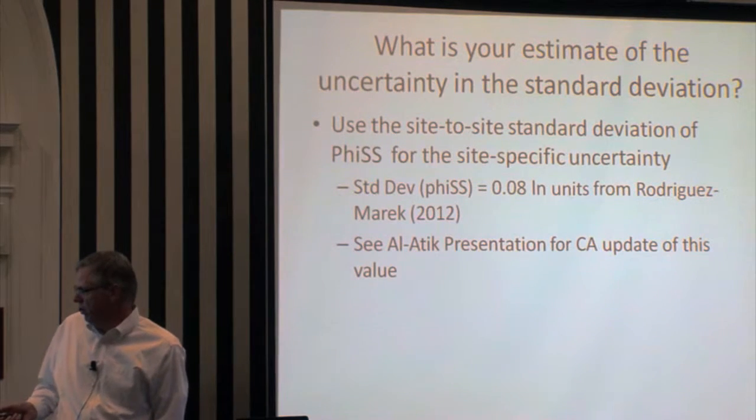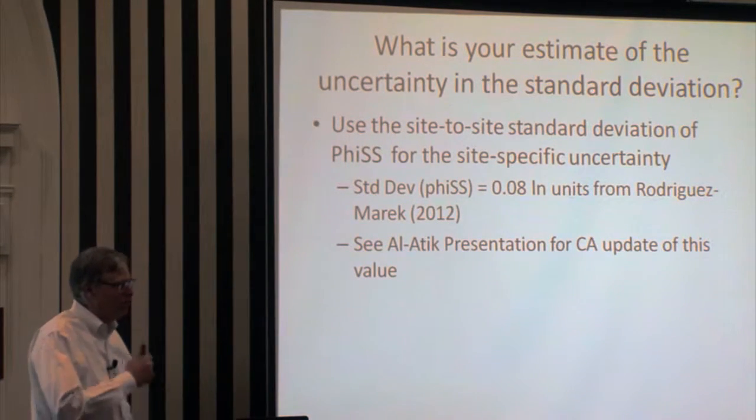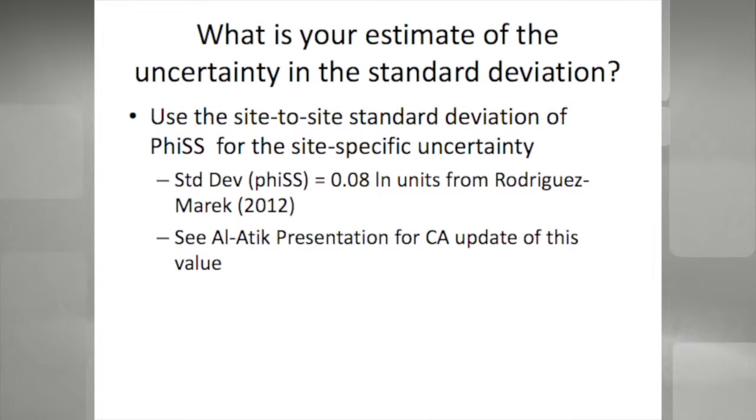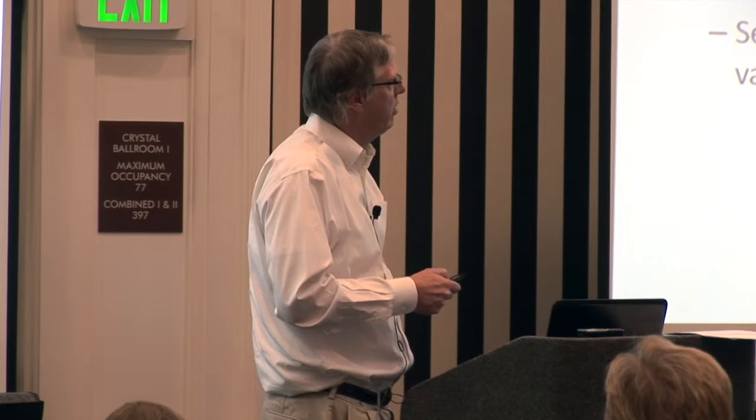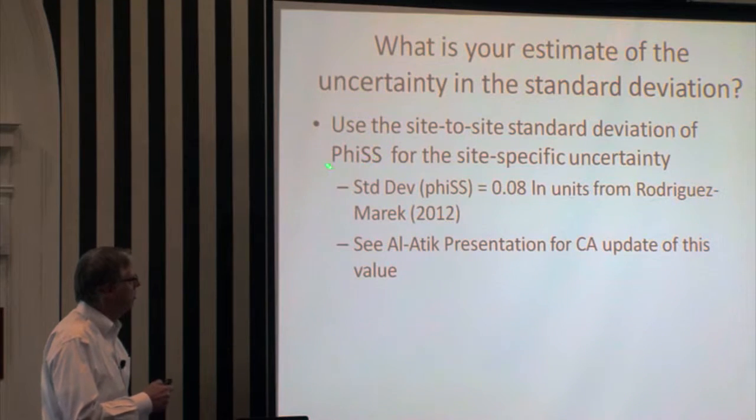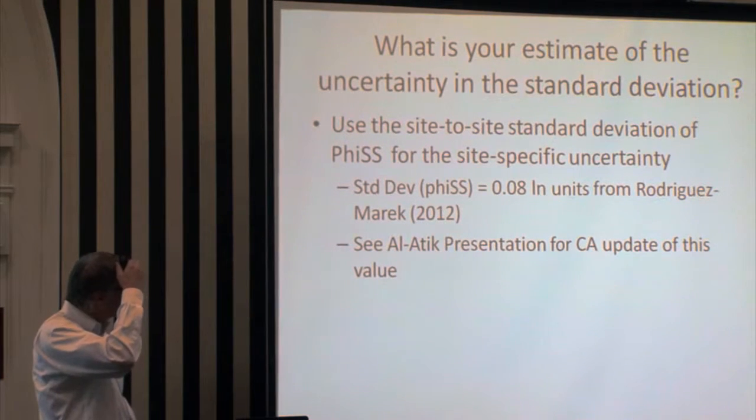What's my uncertainty of the standard deviation? For those of you on Yucca Mountain, these are our sigmas that we talked about before. How well do we know the standard deviation? To do this, I would be using the site-to-site standard deviation that's been computed. This is the within-event term, the PSS values for the site-specific uncertainties.